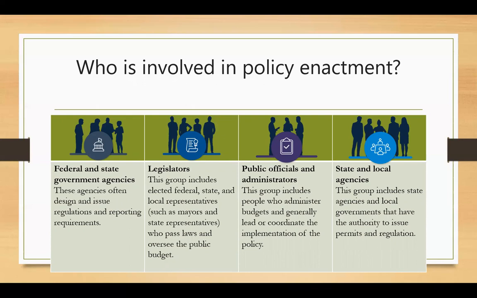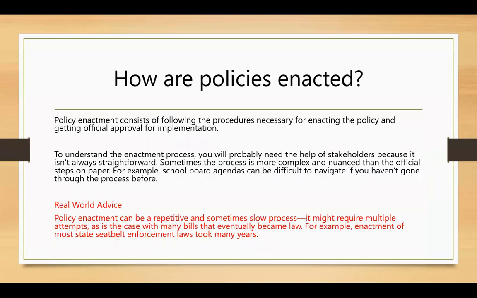This group includes elected federal, state, and local representatives, mayors and state representatives who pass laws and oversee the budget process. These are the ones that are going to pass it at the local level. Public officials and administrators, they actually coordinate the implementation of the policy. They may write it. Okay. State and local agencies themselves, they have the authority to issue permits and regulations. They're going to be following policies. These are all the different groups that can be actually out there affected by it.